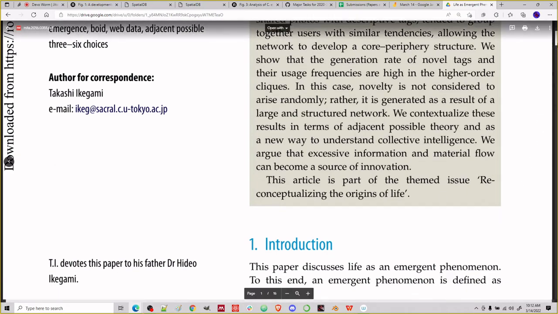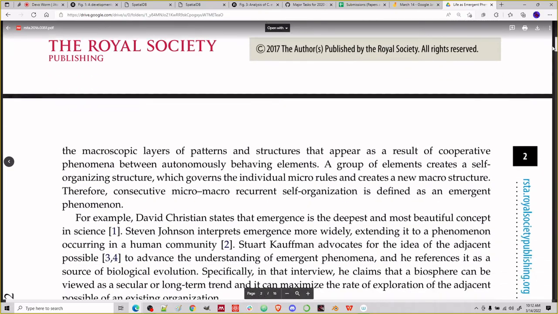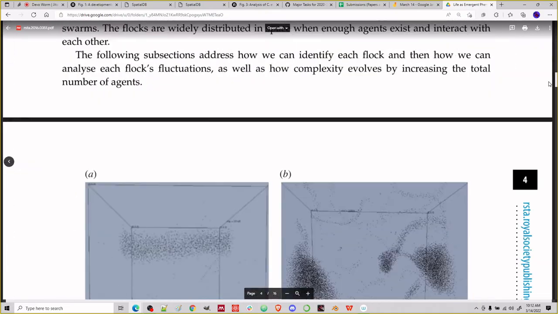And so this paper goes through a lot of this. There's a special issue that this is associated with, reconceptualizing the origins of life, that might be of interest to people. This is a Royal Society paper. So they go through a lot of this.